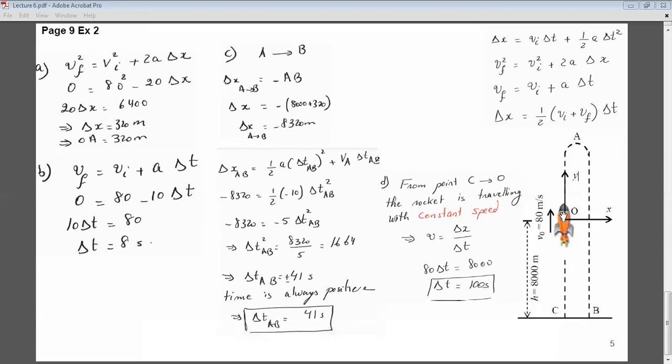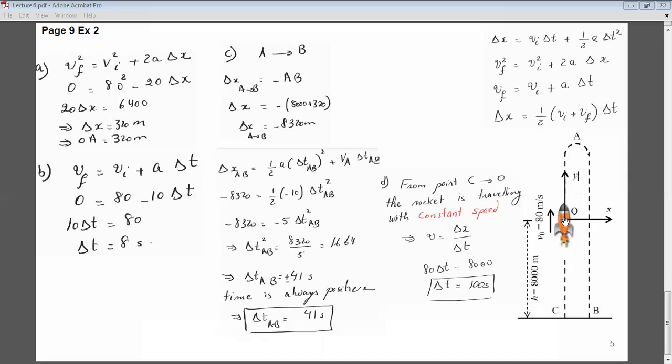Before it runs out of fuel. So at O, it runs out of fuel. There is no fuel anymore. And that was at the height 8,000 meters, which is at point O. The rocket then continues its vertical motion, reaching its maximum height. It's true that it ran out of fuel, but it will not stop immediately.